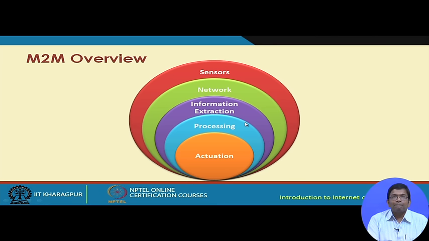So, when we are talking about M2M, we are talking about sensors producing data through the network. Information is extracted out of the data that is received, it is processed, and if required, some actuation is done, maybe opening of the valve in an agricultural field if the soil moisture level has gone down.